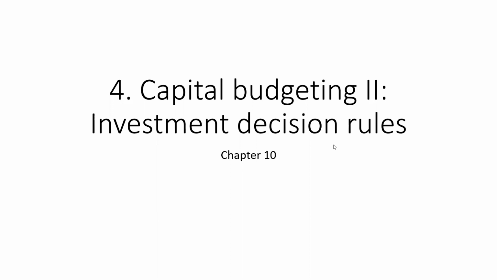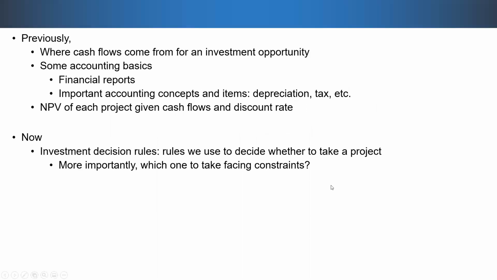In these slides, I'm going to talk about five rules that we're going to use to determine whether we should take a project or not. Just a quick recap on what we have done previously. In the first part of capital budgeting, we already discussed how to come up with an estimate for free cash flows, which we use to calculate the net present value of a project. And net present value is also one of the rules that we're going to see in this lecture that we can use to help us make the decision.